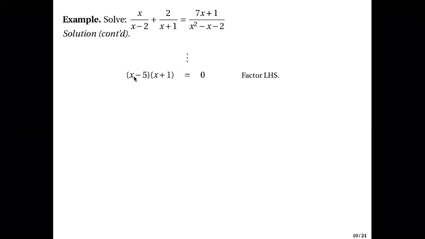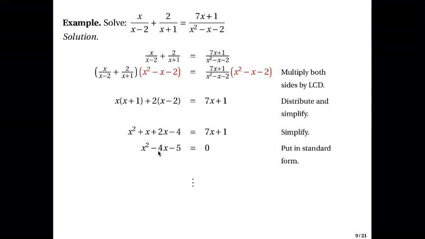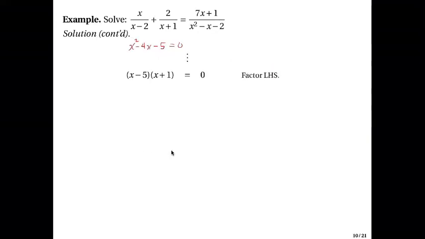That can be factored into x minus 5 times x plus 1. So let me put again what was the previous one: x squared minus 4x minus 5 equals 0. That was the previous. Okay, let me verify that. Yes, x squared minus 4x minus 5.